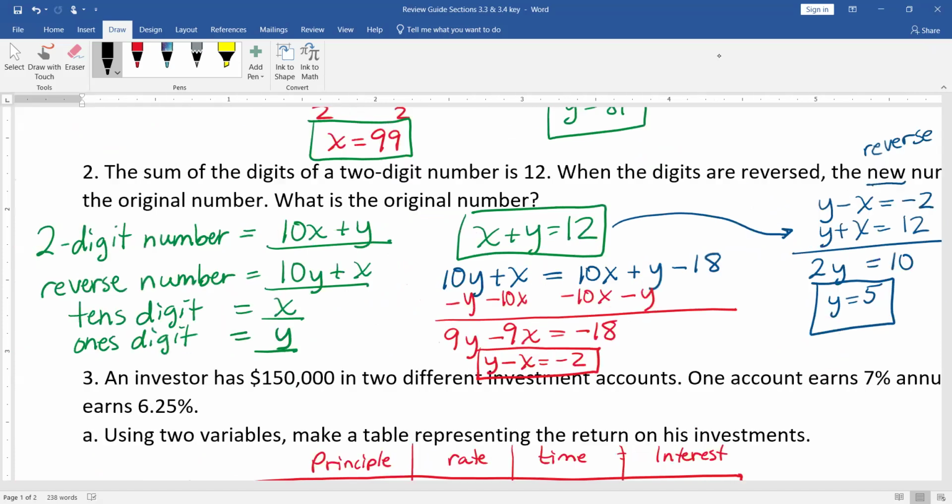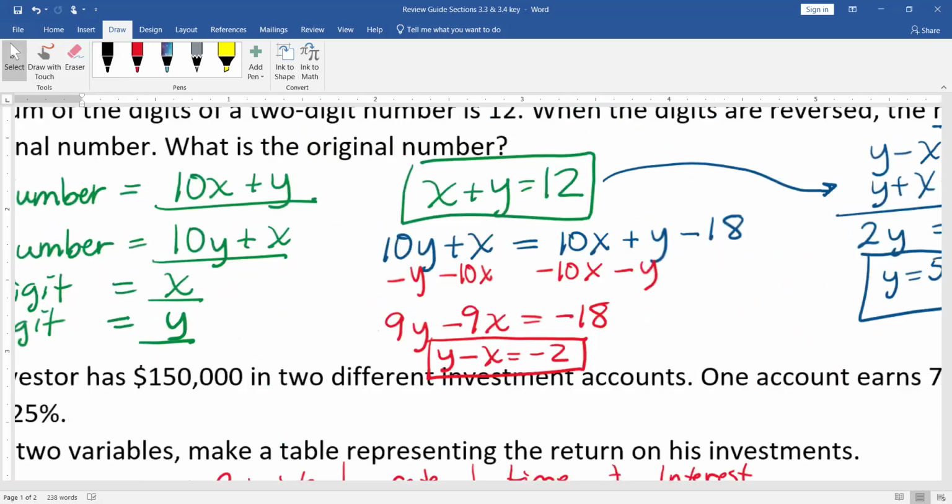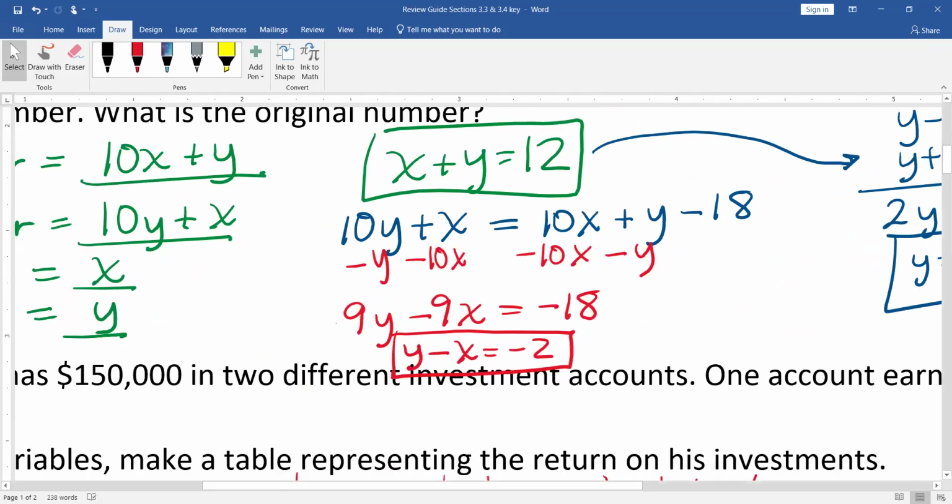So that's where we go back to these guys right here. Okay, here we go. We create the equation. Let me zoom in a little bit. That you have here in blue. So what it says is that the reversed number, 10 times Y plus X, is equal to the original number, 10 times X plus Y, but less 18, so minus 18.